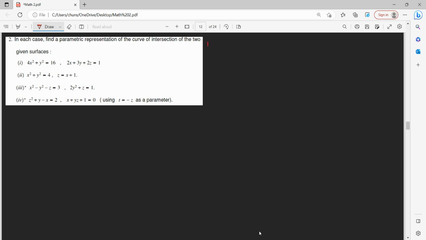So in this first question, this is the intersection of two given surfaces. We want to find the parametric representation, so we want to see how we can relate these two equations together. We have 4x squared plus xy equals 16, and our second equation is 2x plus 3y plus 2z equals 1.